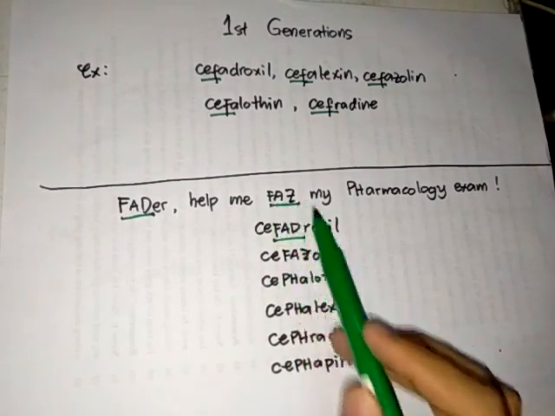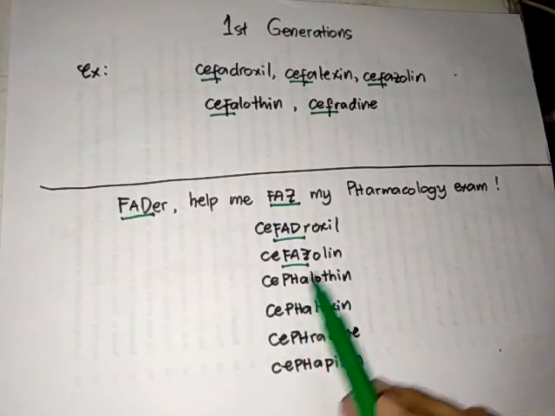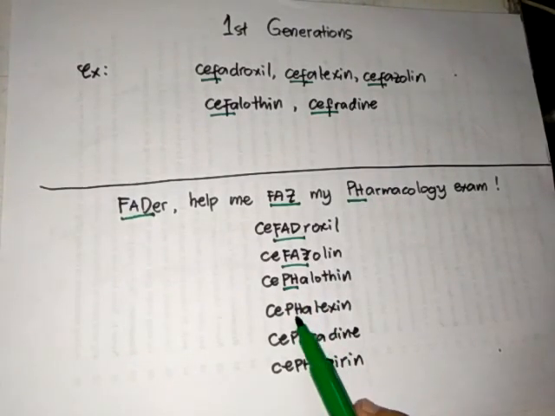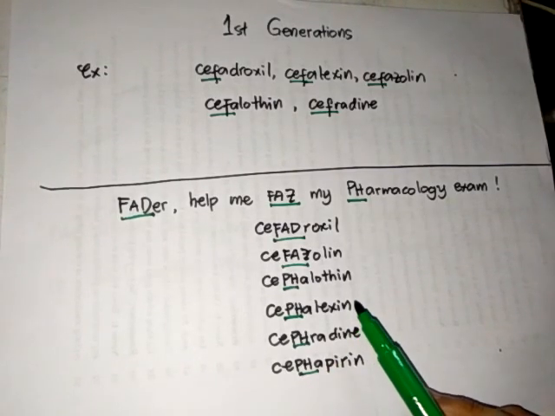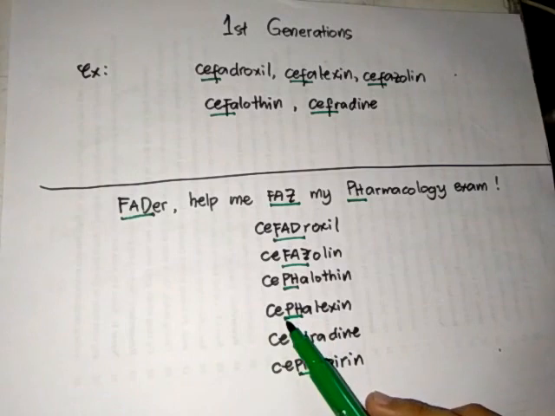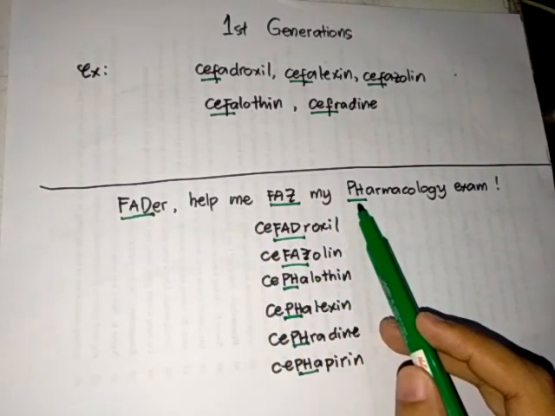Cefazolin, cefaz, okay. Cephalothin, there's PH here in the word pharmacology. Cephalexin, cephradine, cephalosporin. There's another modification of the name cephalexin because the other spelling is Cefa, but still the same. Again, Father help me fuzz my pharmacology exam.